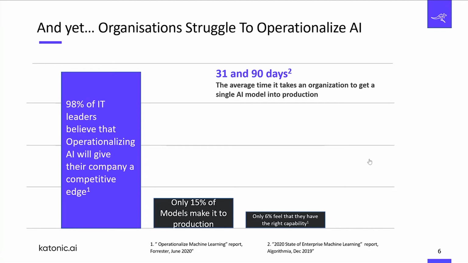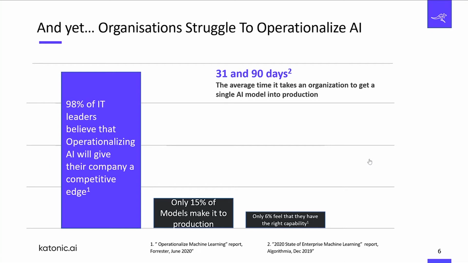But the problem, or the irony, is that while organizations agree that AI is important for their future, only 6% of them will tell you that they have the right capability. When I say capability, it is not just from a people perspective. It is people, process, technology perspective. You need to have the right people, but you also need the right tools, right process, right understanding. That is what most of the CXO level people themselves agree they don't have.